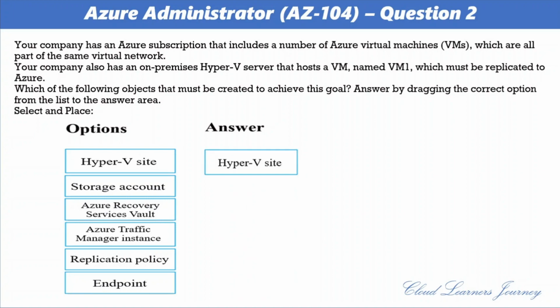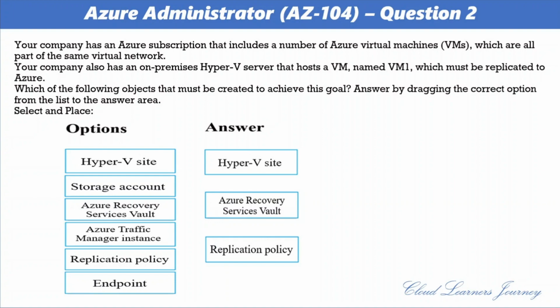The correct options are Hyper-V site, Azure Recovery Services Vault, and replication policy. For a Hyper-V server, you need Hyper-V site, Azure Recovery Services Vault, and replication policy. If the question is for physical servers, then it is storage account, Azure Recovery Services Vault, and replication policy.